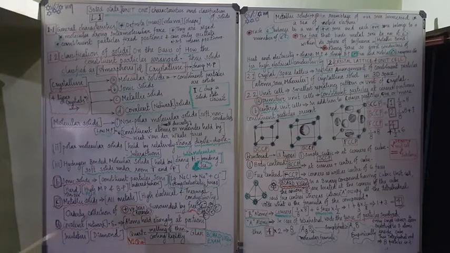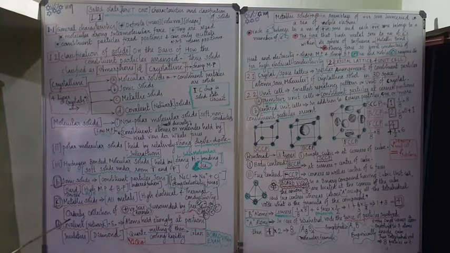That's what we have to learn from ionic solids. Then comes the metallic solids. All metals are included in the metallic solids. They have high electrical and thermal conductivity. Electricity is conducted very easily, and thermal, the heat energy, is conducted very easily.